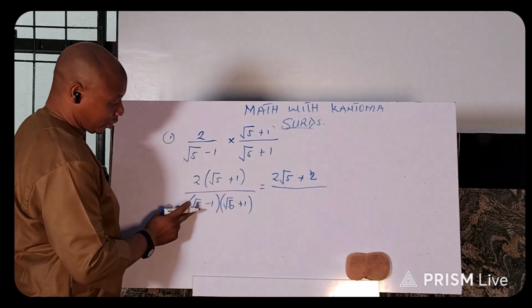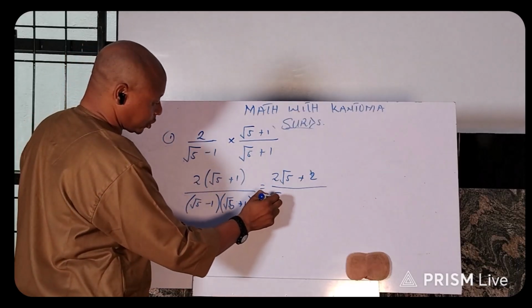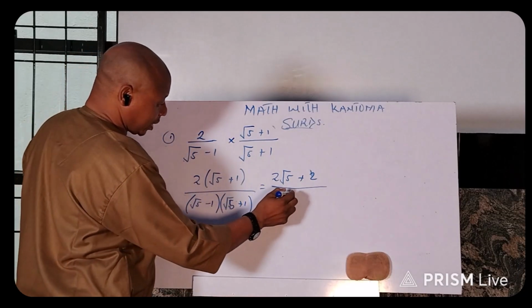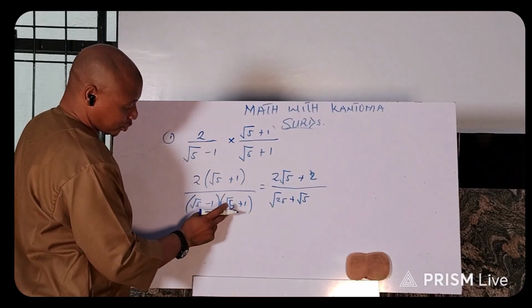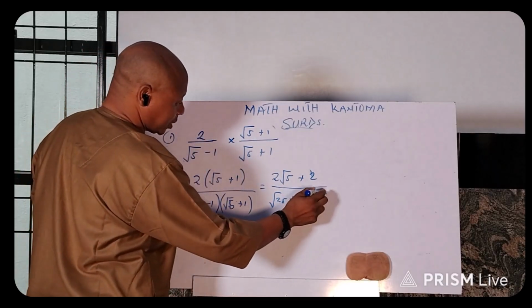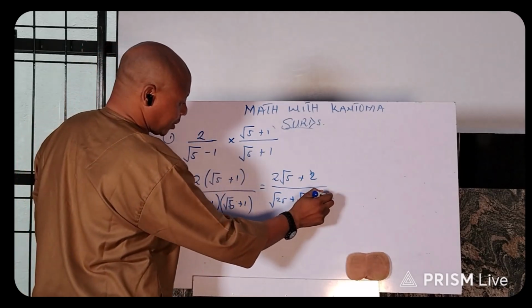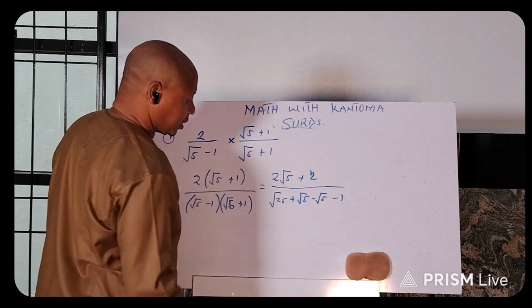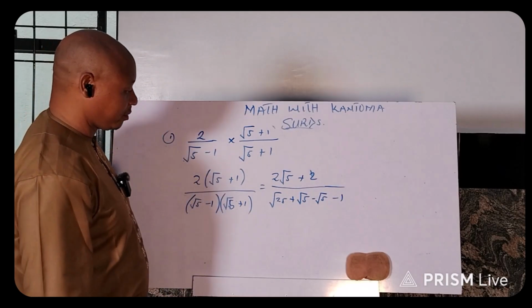Divide this by, open this bracket. Root 5 times root 5 we have root 25. Root 5 times plus 1 we have plus root 5. Minus 1 times root 5 we have minus root 5. Minus times plus is minus. 1 times 1 is 1. So this is how we multiply. We multiply each term by the corresponding values.